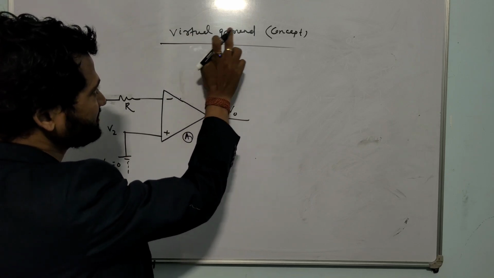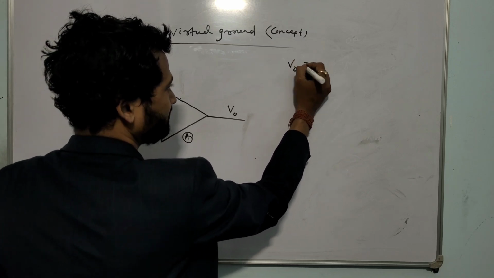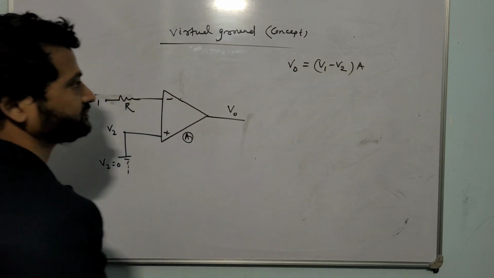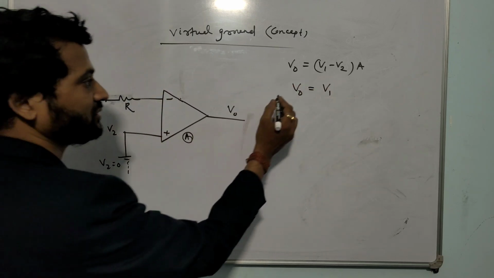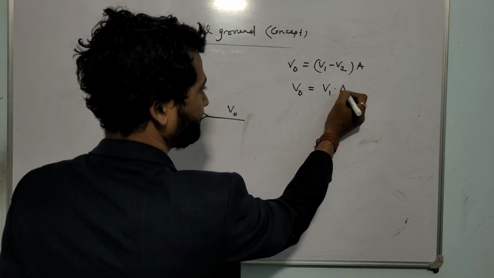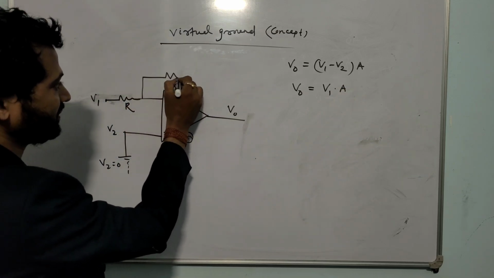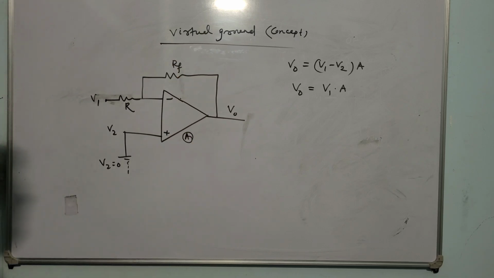ठीक है, so what is virtual ground concept? As I've told, what is output voltage? Output voltage is V1 minus V2 into gain. ठीक है, so V1 V2 कितना है इधर 0, मतलब V0 is equal to V1 into A. ठीक है, so virtual ground क्या होता है, देखो ये feedback is there, feedback through a resistance.